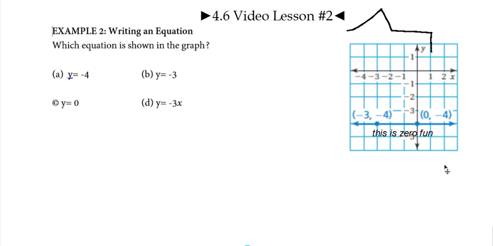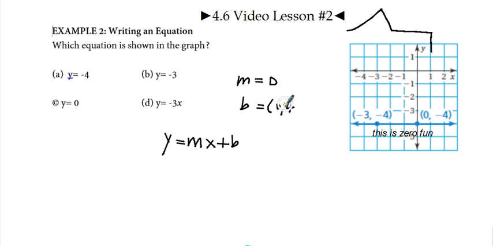Well, if the slope is 0, then for our equation y equals mx plus b, if our slope is 0, our m is 0. Now let's find the y-intercept. Where is the graph crossing on the y-axis? Find the y-intercept. If you found it, the answer should be 0, -4.